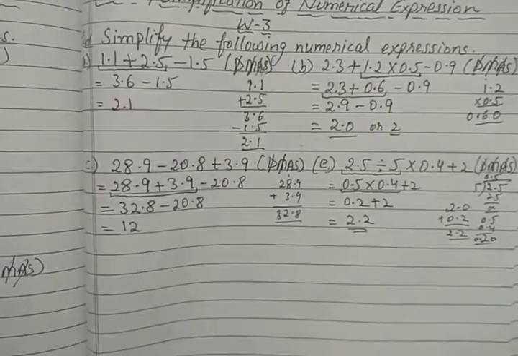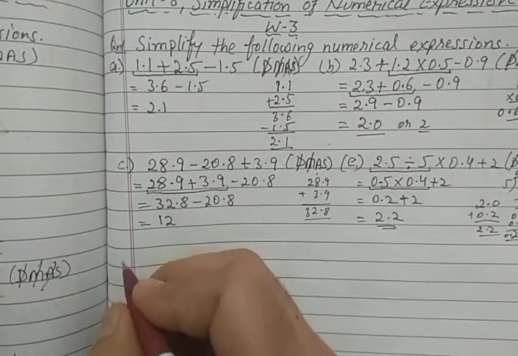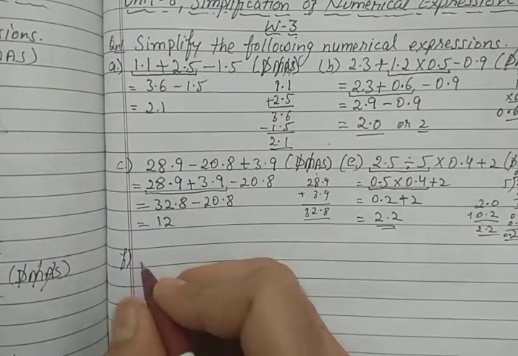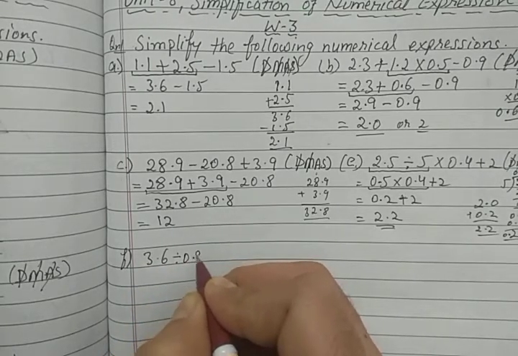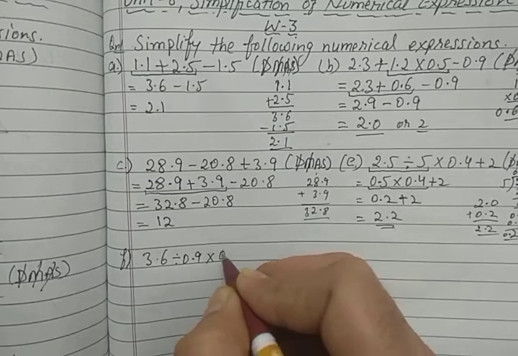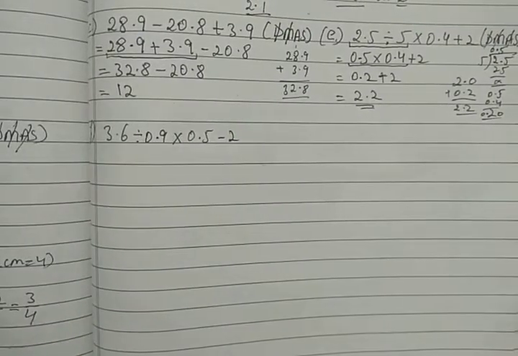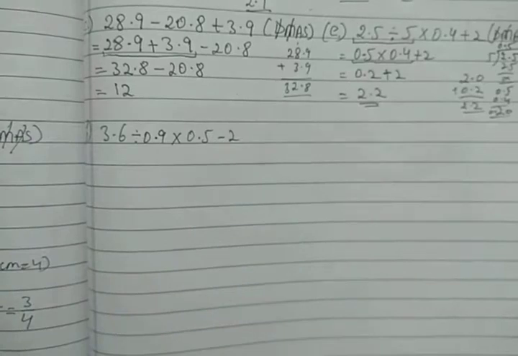And one more question. Have a division of decimal numbers. So 3.6 divided by 0.9 multiplied by 0.5 minus 2. So here we have to divide decimal number by decimal number.